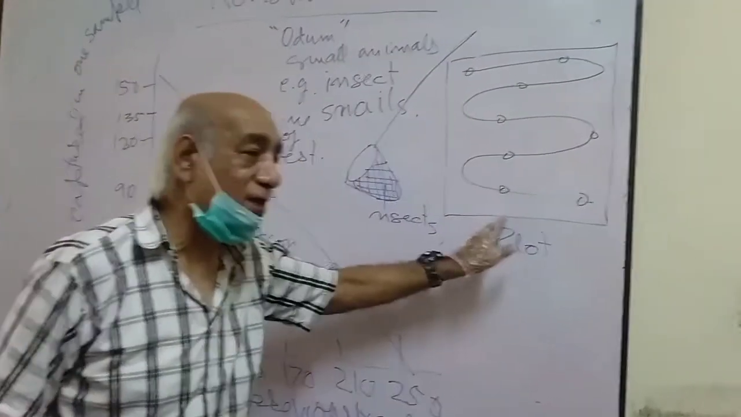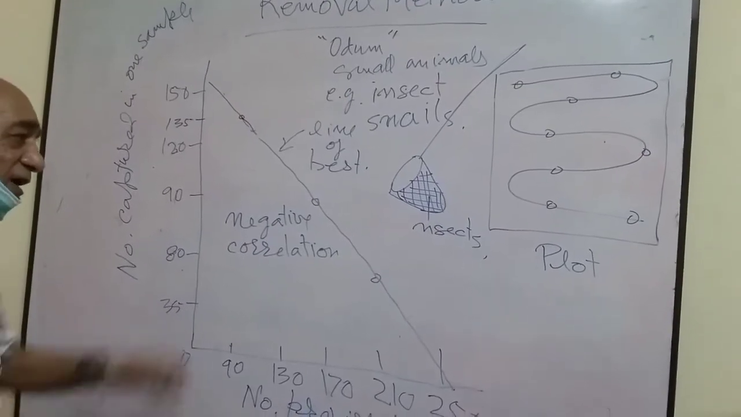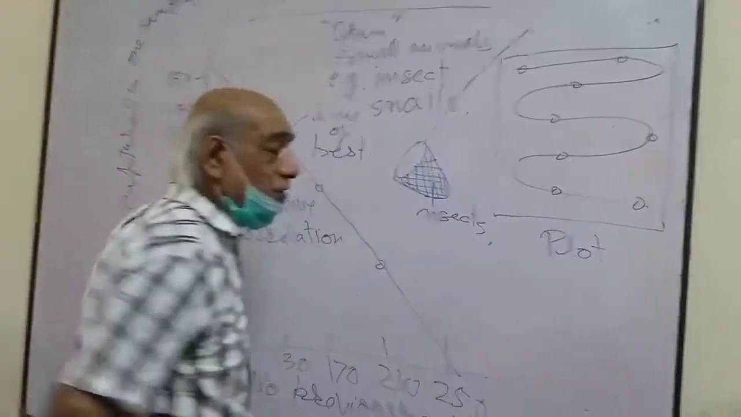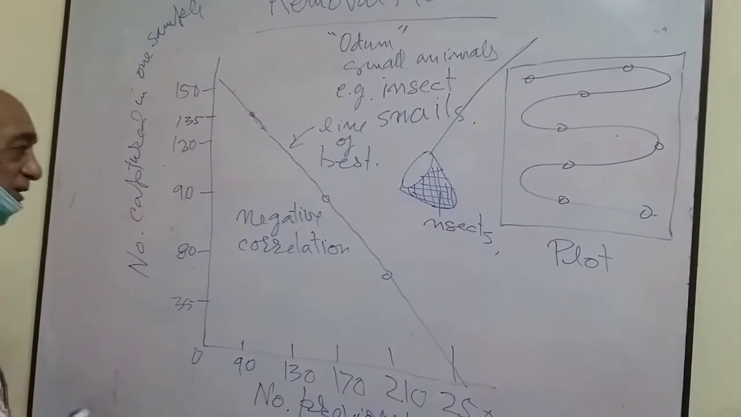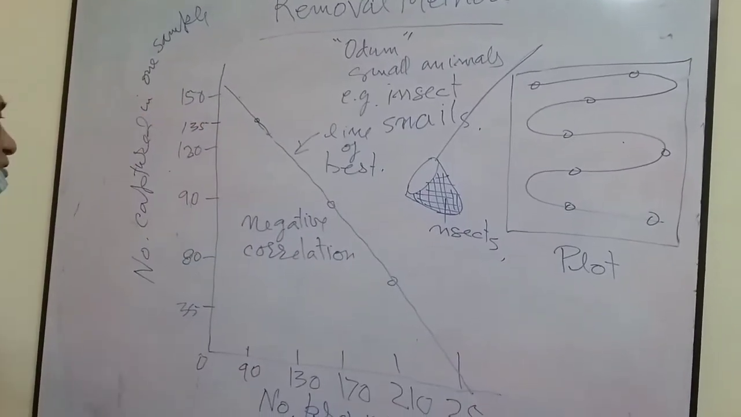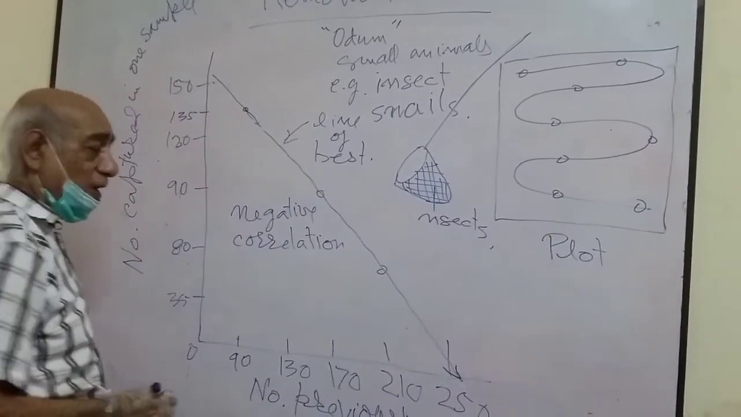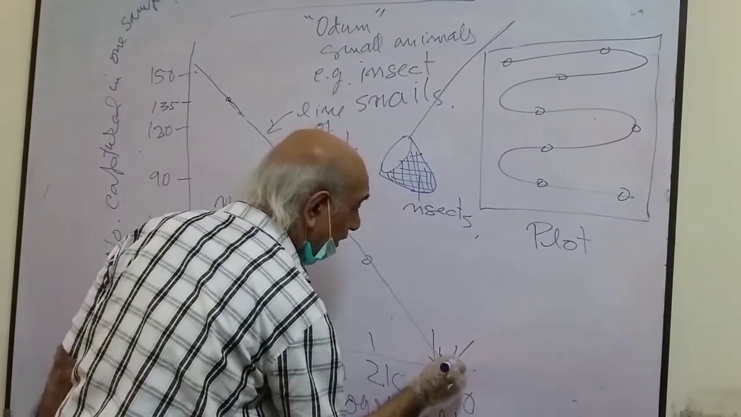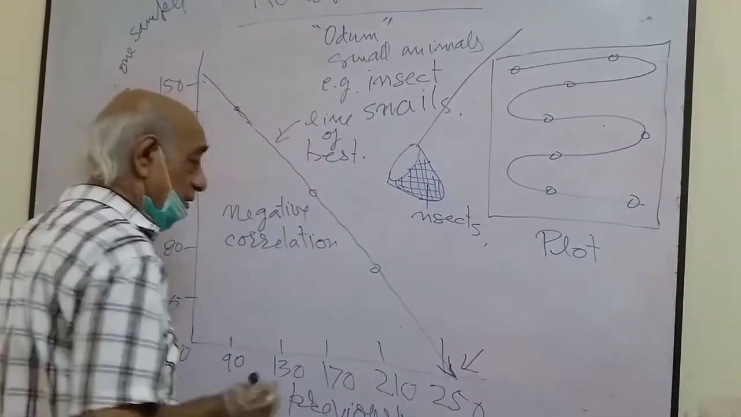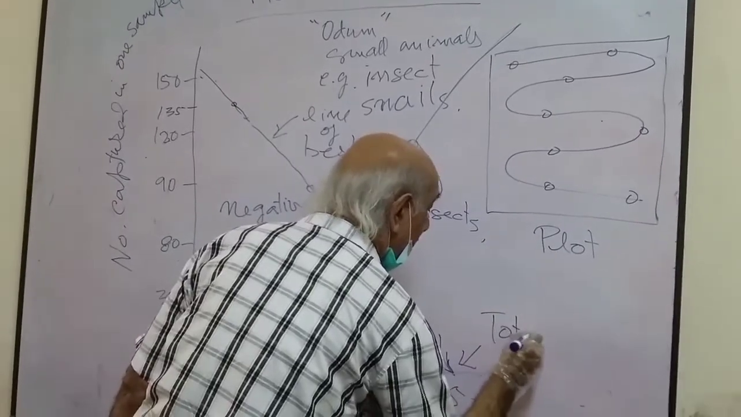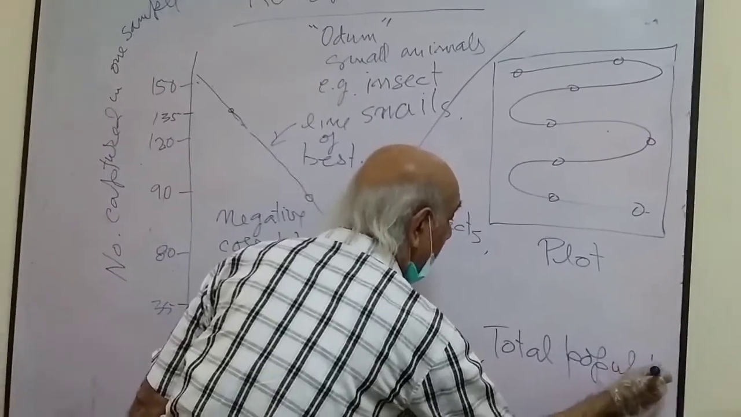Every time you sample, the number will become lesser and lesser, and finally when you go out and try to sweep, you will not collect any of the insects or animals because they have already been captured. So when you plot this straight line, this point here gives you the total population, because at this point all the animals in this plot have been captured, total population. So this method is called the removal method.